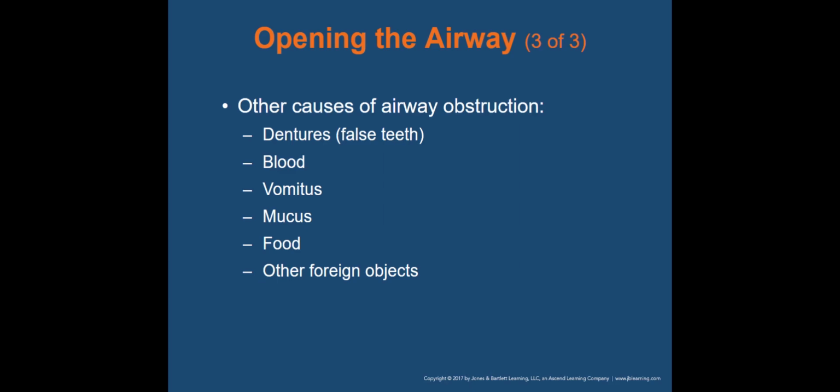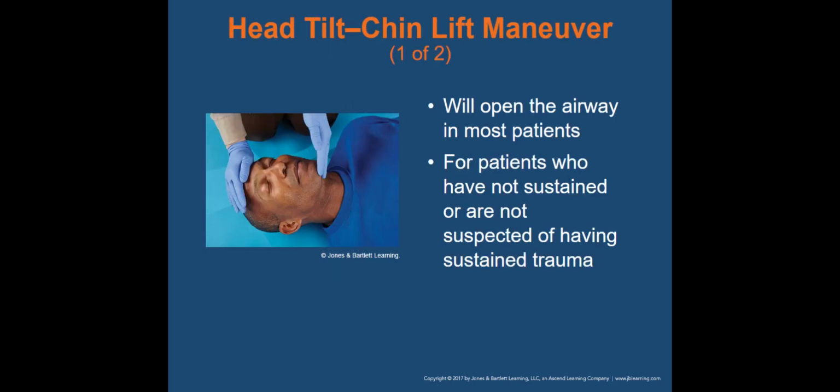Blood, vomitus, and mucus in the airway need to be removed, and that's what we would use suctioning for. Food and other foreign objects, of course, also have to be removed and may require that we use a recovery position to assist that out of the mouth.